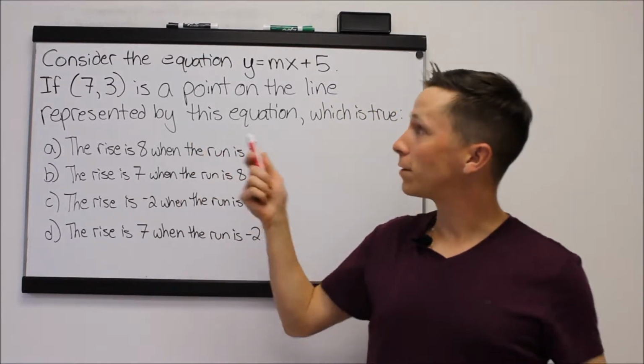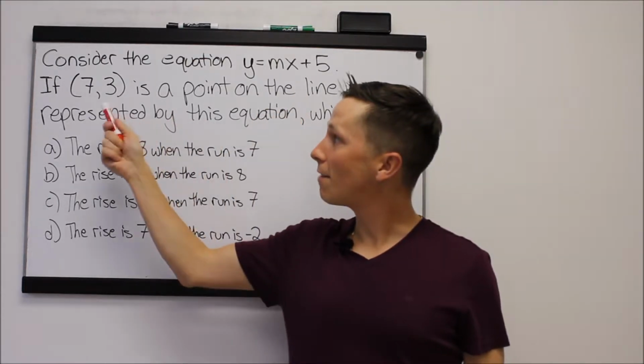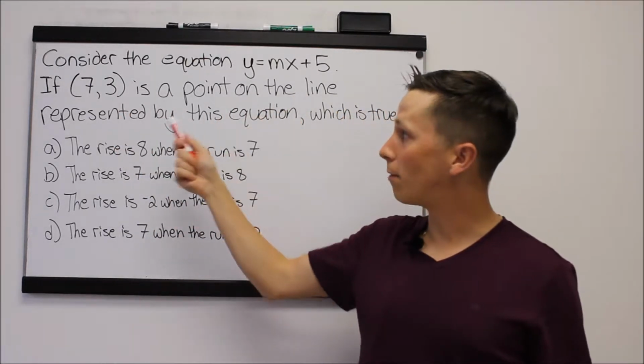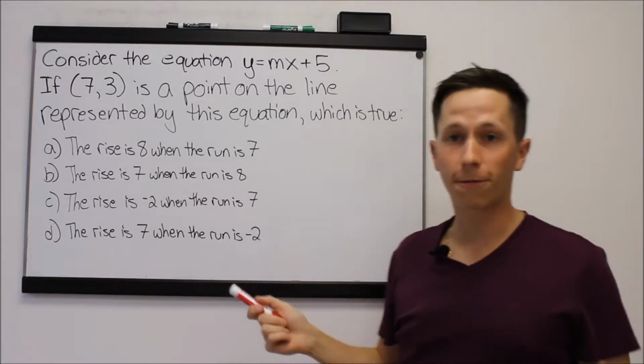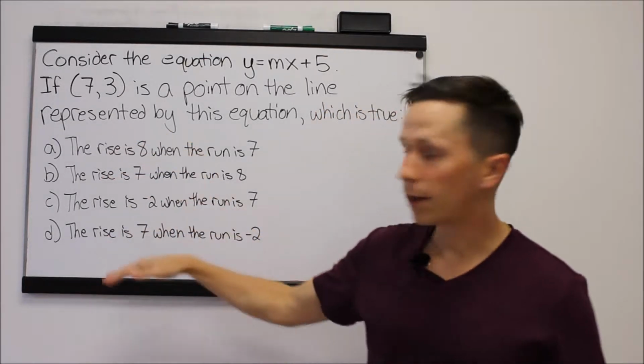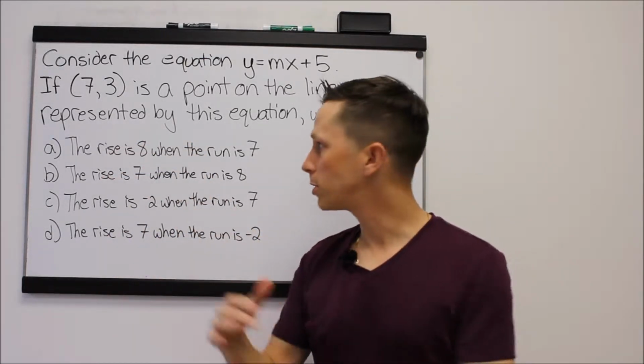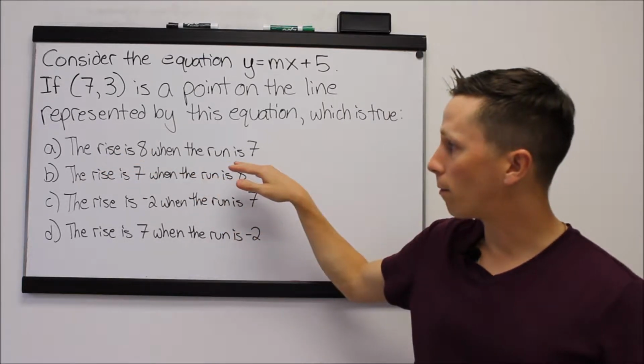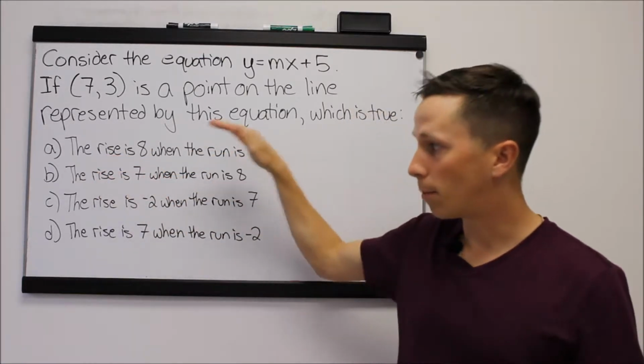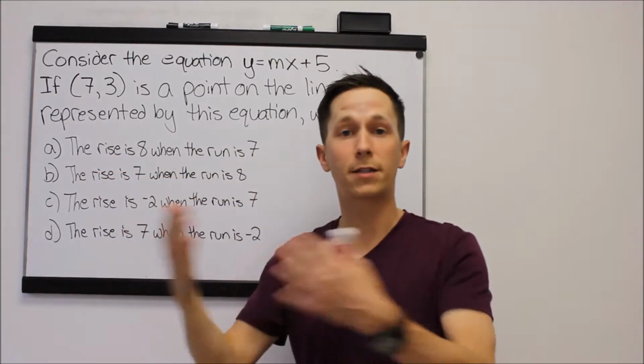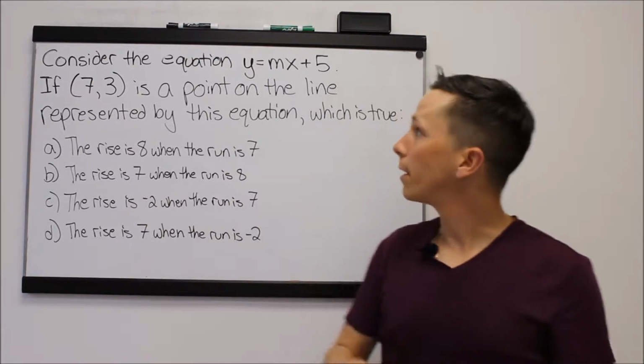Consider the equation y equals mx plus 5. If (7, 3) is a point on this line represented by the equation, which of the following is true? And then if we quickly scan the answers, because we don't want to take too much time, we've got the rise is 8 when the run is 7, the rise is blah, blah, blah, and there's 4 options with rise and run. So a couple things here.